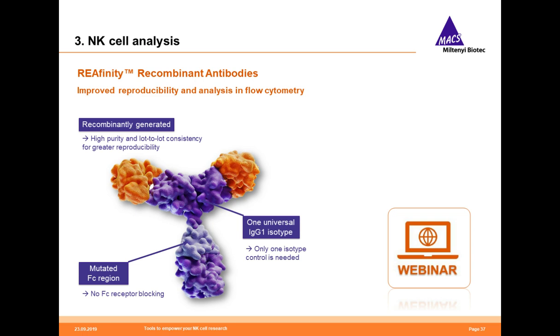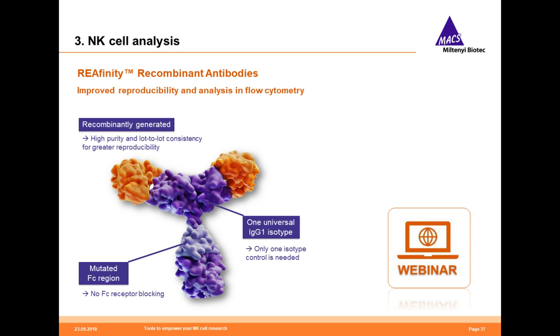Last but not least, the REAffinity antibodies are characterized by a mutated Fc region. That means that you can eliminate the Fc receptor blocking step. There will be no unspecific binding. If you want to know more about our recombinant antibodies, please have a look at our webpage. We have a webinar giving you all the information that you need.